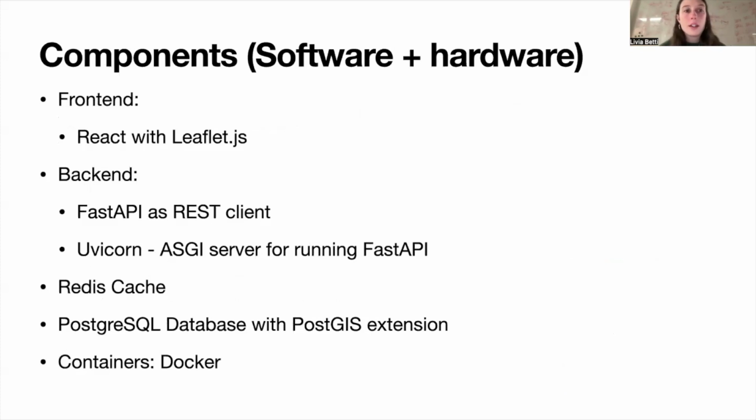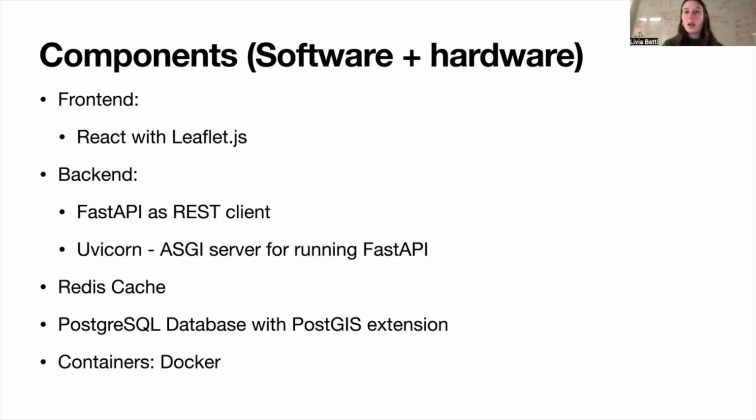For the front end, I used React with Leaflet. So Leaflet is just so I can put the map on there. For the back end, I use FastAPI. I was going to use Flask, but it seemed like FastAPI was used more recently. And for that, I used Uvicorn, which is just making this ASGI server, which is necessary for FastAPI. Then I also use the Redis cache.